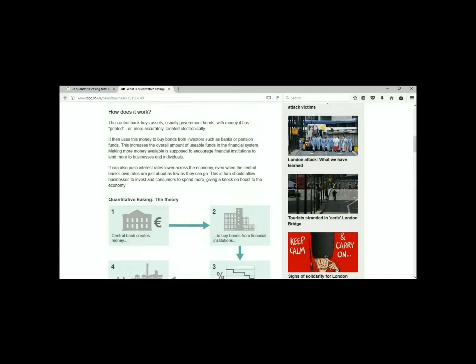How does it work? The central bank buys assets, usually government bonds, with money it has printed, or more accurately, created electronically. It then uses this money to buy bonds from investors such as banks or pension funds. This increases the overall amount of usable funds in the financial system, making more money available as opposed to encourage financial institutions to lend more to business and individuals. It can also push interest rates lower across the economy, even when the central bank's own rates are just about as low as they can go. This in turn should allow businesses to invest and consumers to spend more, giving a knock-on boost to the economy.